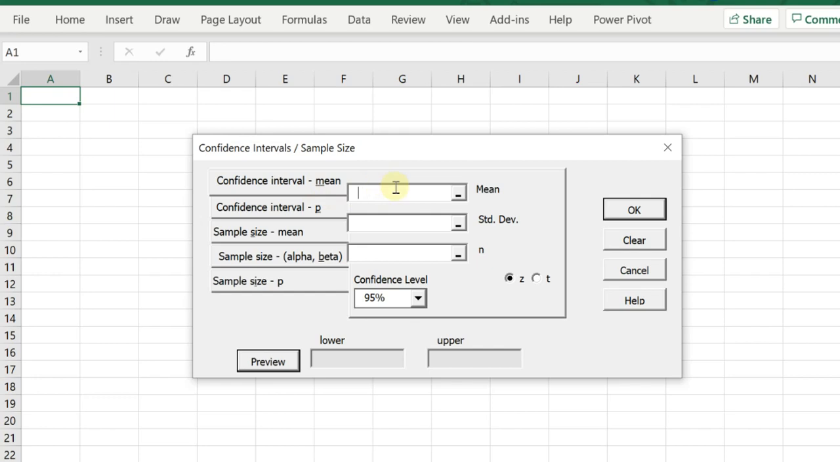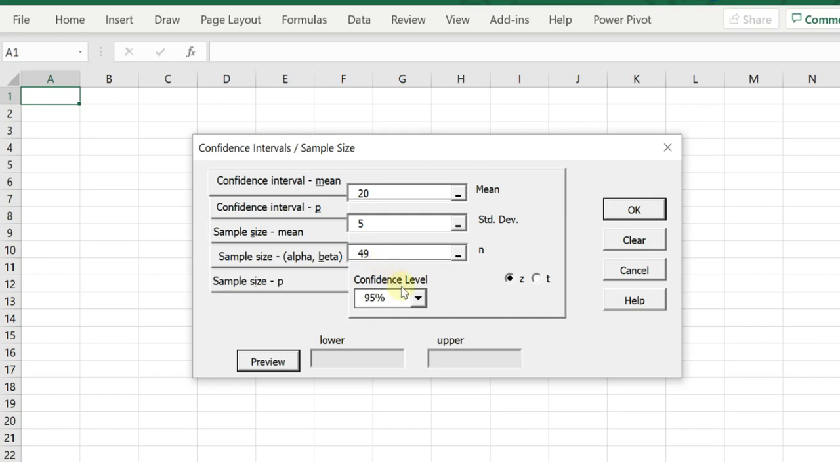Now there's a mean here and there's a mean here. This box that's waiting for a response here, this is actually the sample mean. Okay, so I'm going to input the sample mean of 20. There you go. And the standard deviation, the known deviation, was $5 a week, and the sample size was 49.